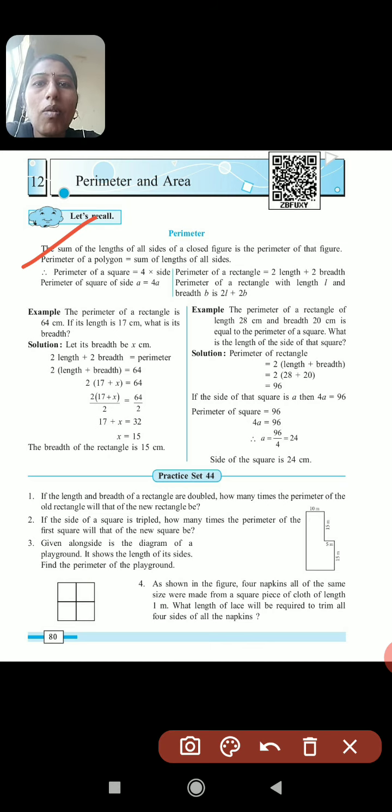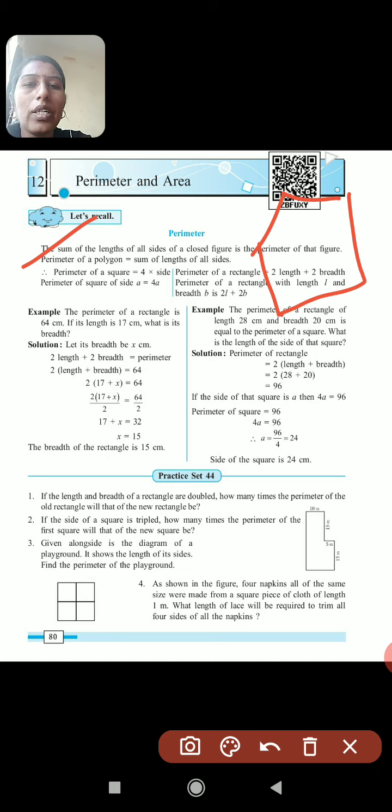So, the sum of all the lengths, meaning sides, of that closed figure. If you want to find out the perimeter of this pentagon, for that you need all the sides' measurements, all sides' lengths. Then only you can find out its perimeter. So, the sum of the lengths of all sides of a closed figure is called the perimeter of that figure.